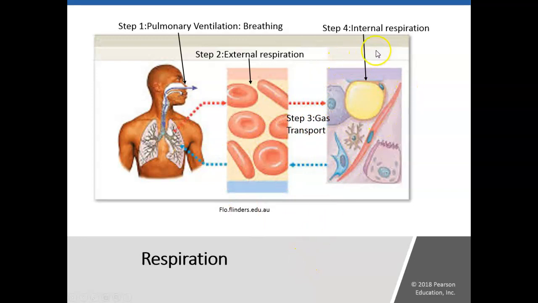The fourth step is internal respiration. This is where we exchange oxygen that's found in our blood for the carbon dioxide that's found in our cells. So oxygen diffuses down its concentration gradient into our cells. Carbon dioxide diffuses down its concentration gradient into our blood.